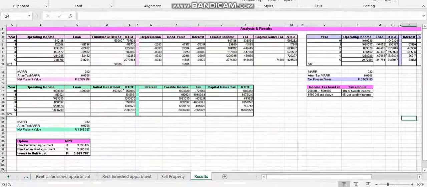The results were then put into the after-tax tables, where the NPV was calculated. Then it was found that the highest NPV was the option of selling the property and investing. Therefore, this would be my recommendation.